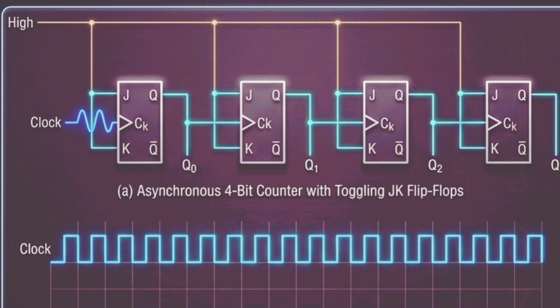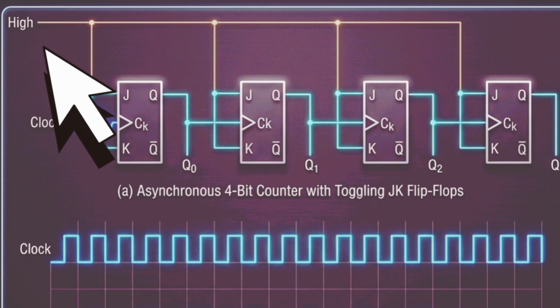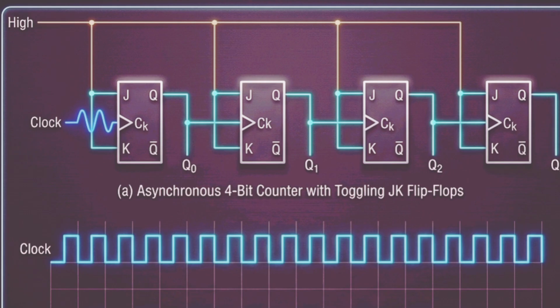How the circuit works. Toggle mode. All J and K inputs are tied to high, logic high, that is logic 1. In a JK flip-flop, when J is equal to 1 and K is equal to 1, the output Q toggles, flips from 0 to 1 or 1 to 0 on every active clock edge.